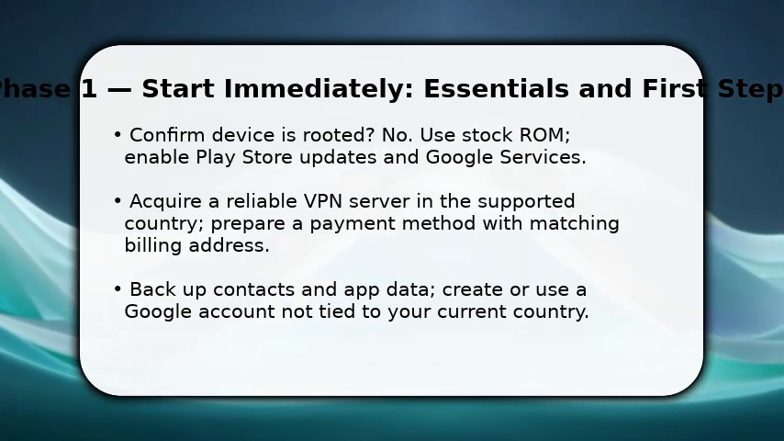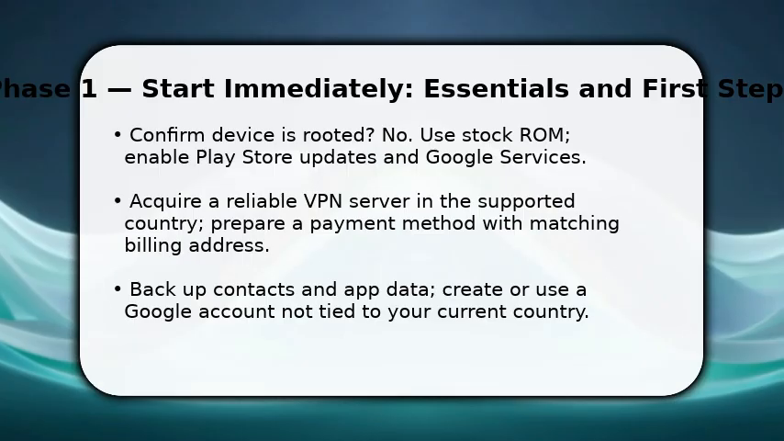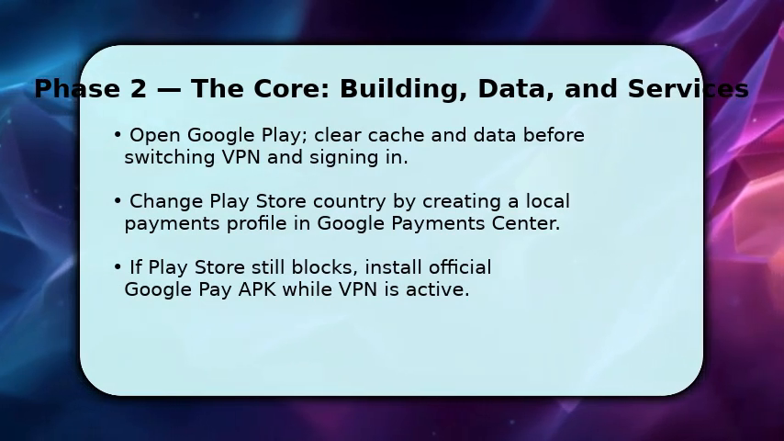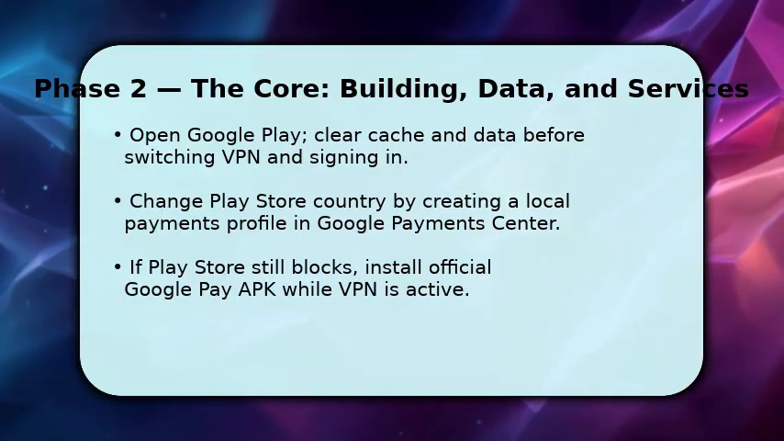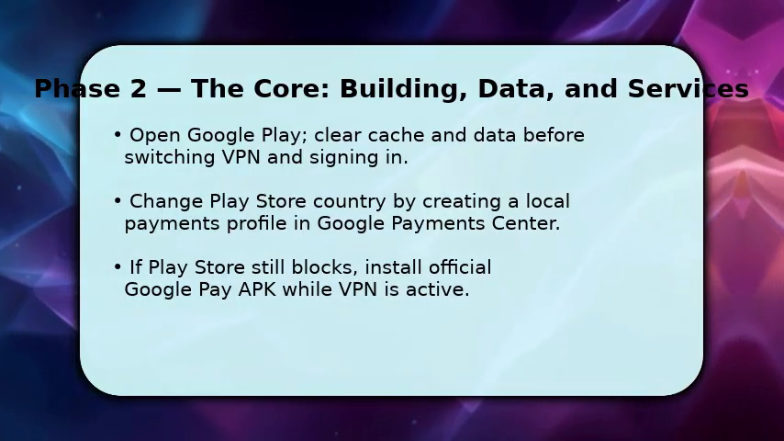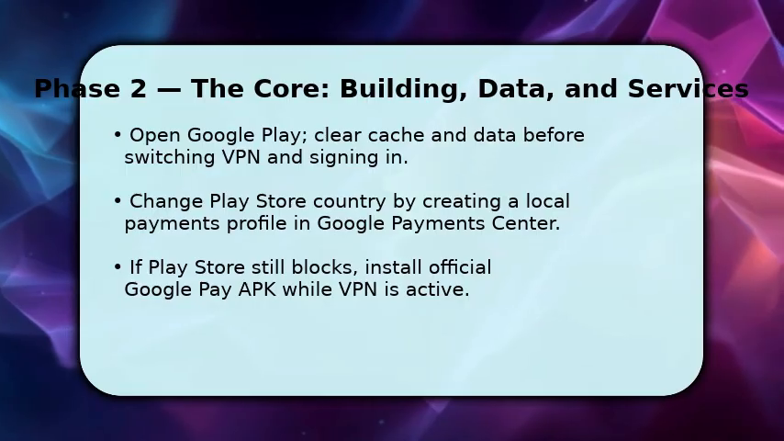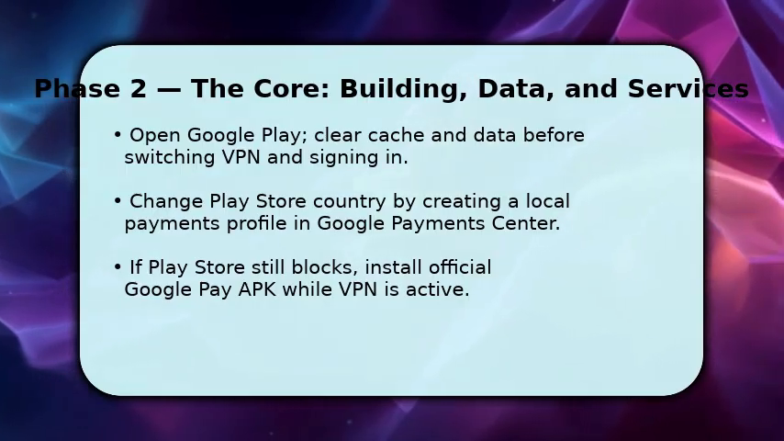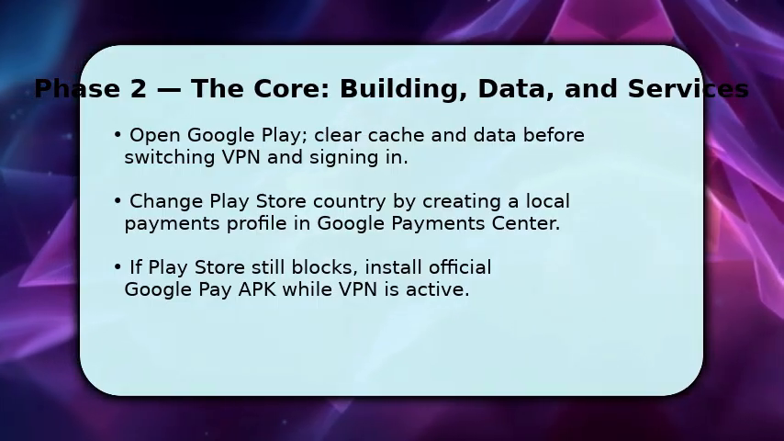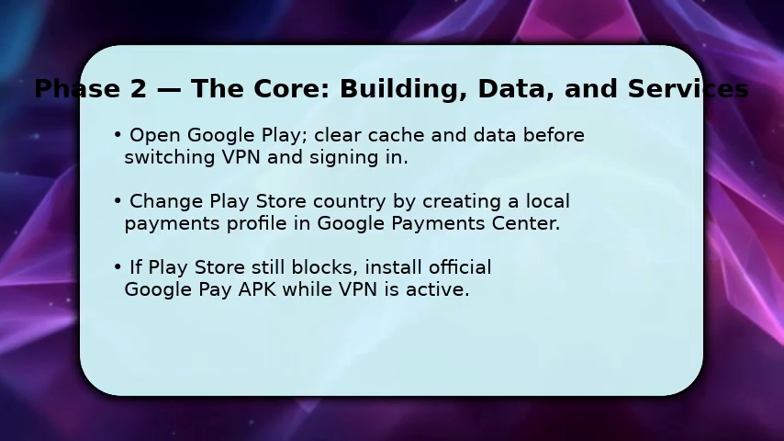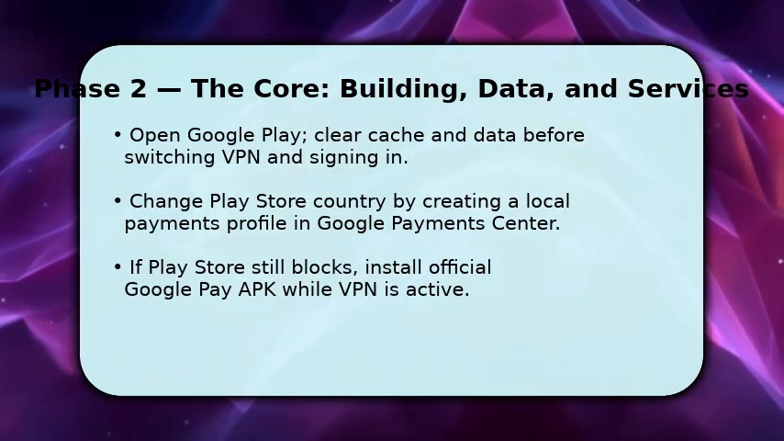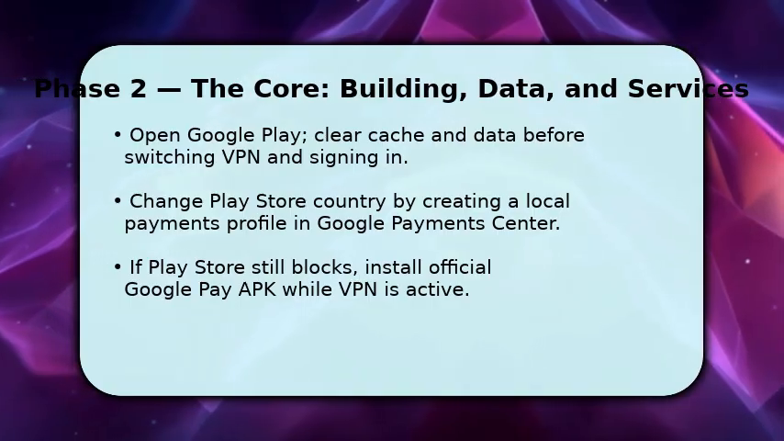With the VPN active and your account signed in, clear Play Store cache and data so the store picks up the new IP and account region. Next, go to Payments.Google.com and add a payments profile for the supported country. Include a local billing address and phone number because Google uses them to decide eligibility. Once the profile exists, reopen Play Store and look for Google Pay. If it remains unavailable, download the official Google Pay APK and install while the VPN remains.